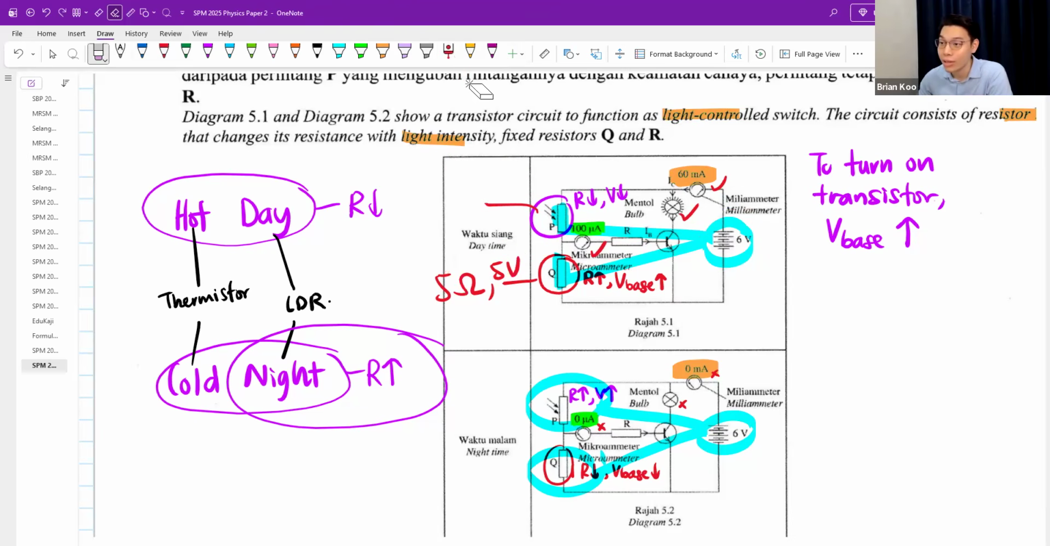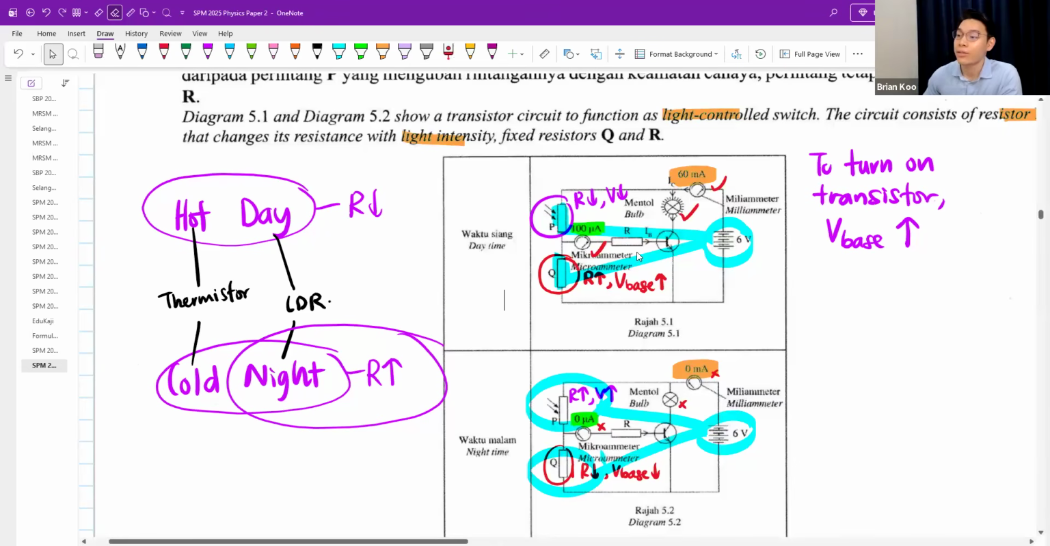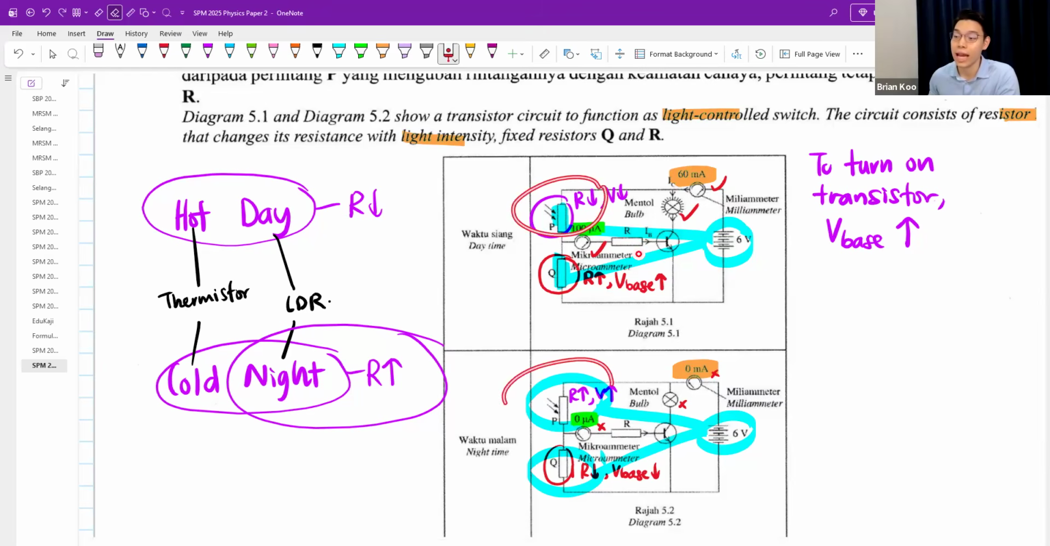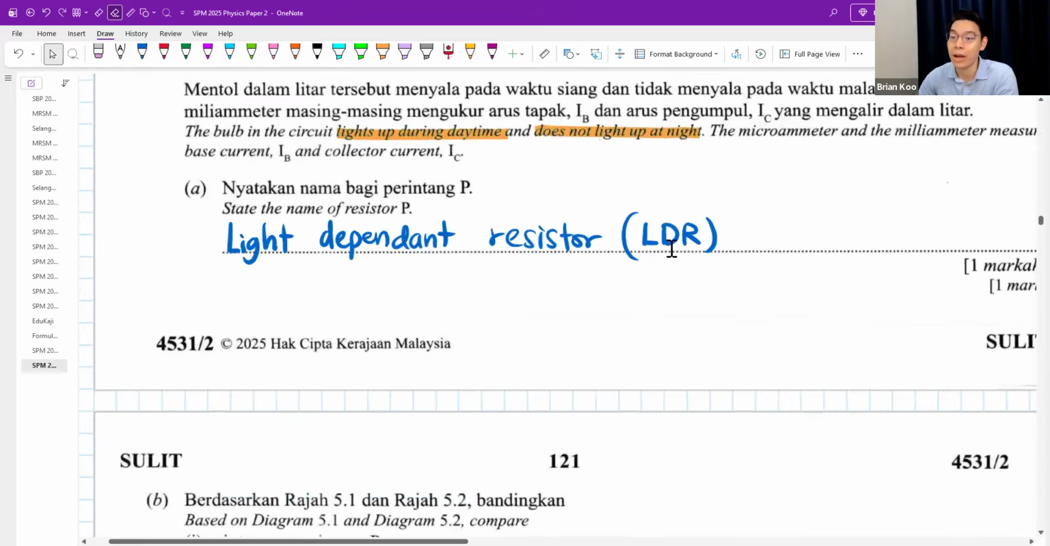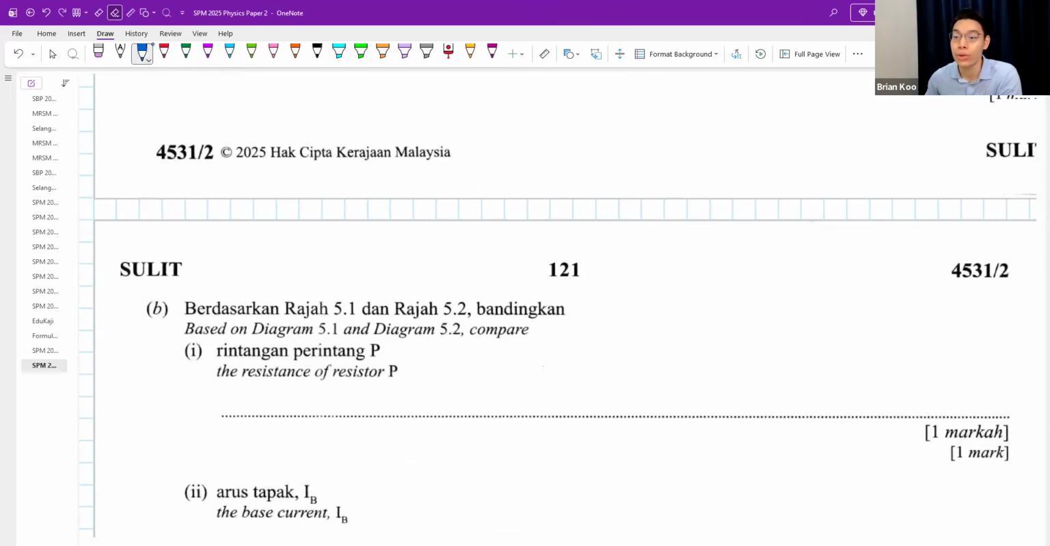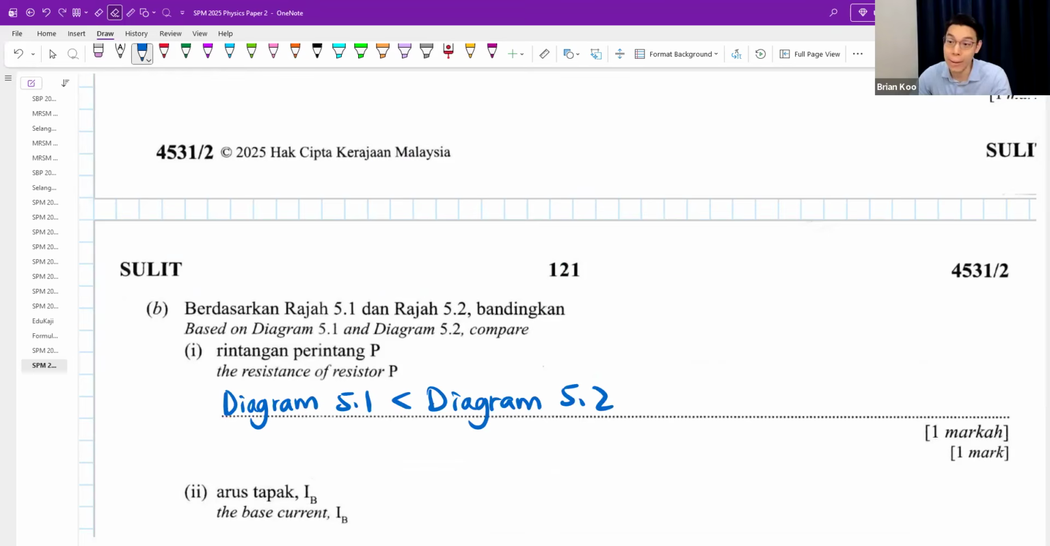Okay, I don't want to put in all this. I don't want to confuse you. But we can answer already. Resistance for P, diagram 5.1 is low. Diagram 5.2 is higher. Diagram 5.1 is lower than diagram 5.2. Or 5.2 is higher, also can.